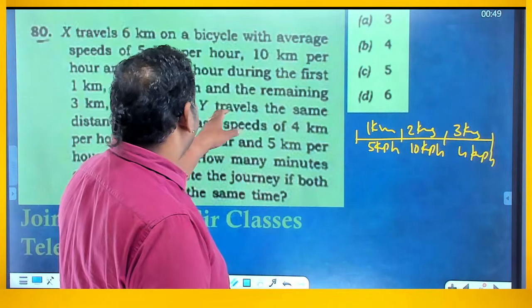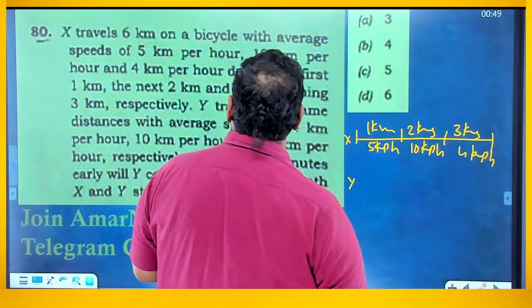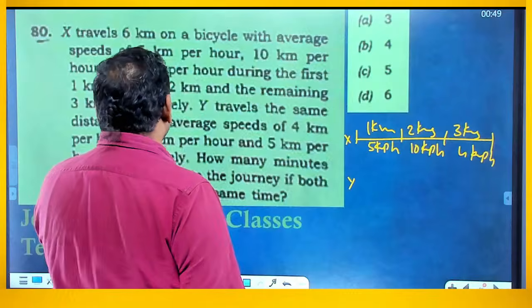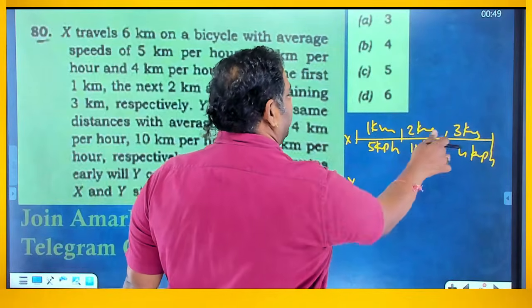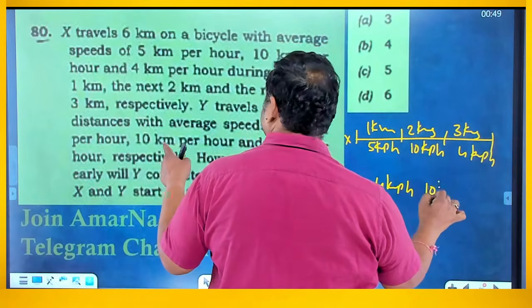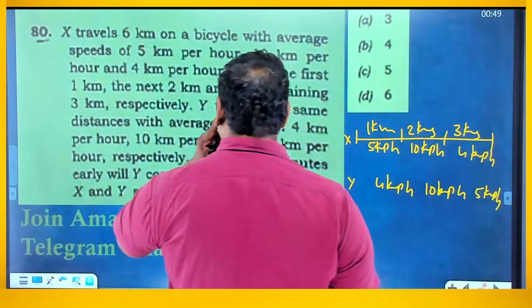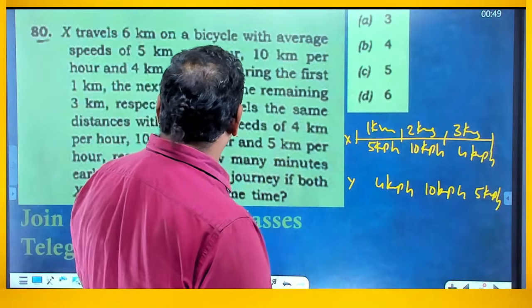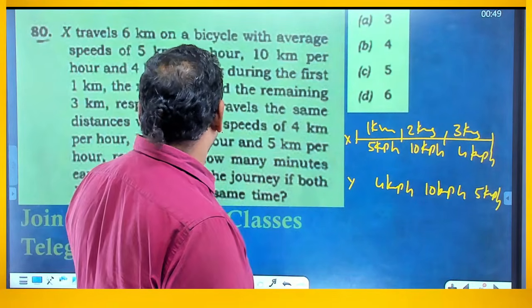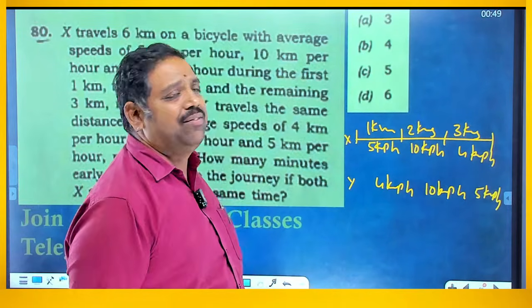Good. Y travels the same distances, same distance means these only, with average speeds of 4 kmph, 10 kmph, and 5 kmph. How many minutes early will Y complete the journey if both X and Y start at the same time? Both started at the same time. How many minutes early will he take?